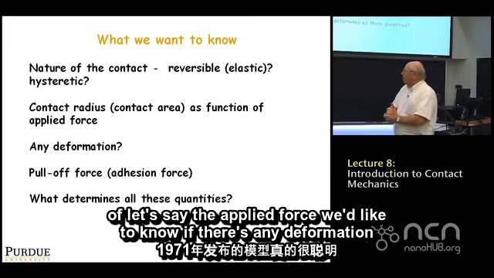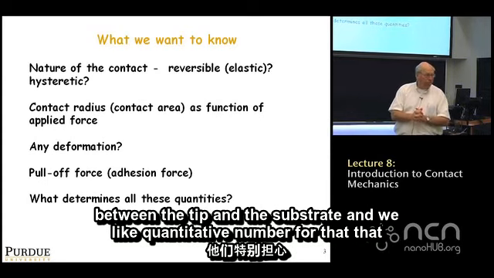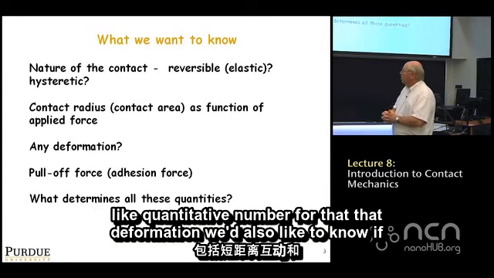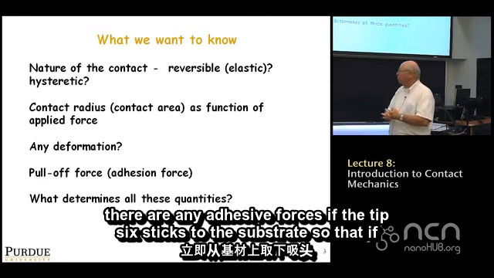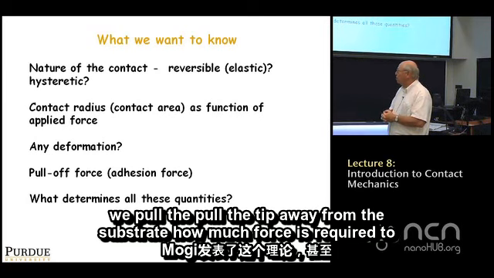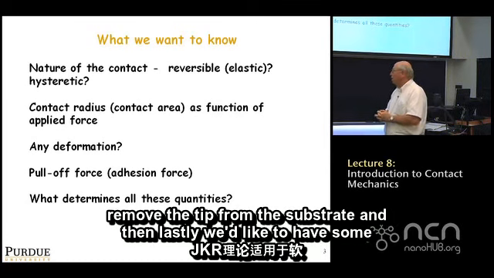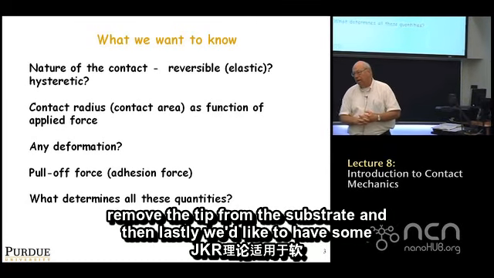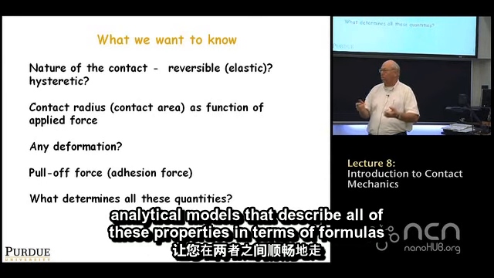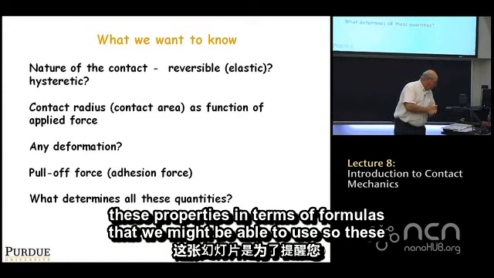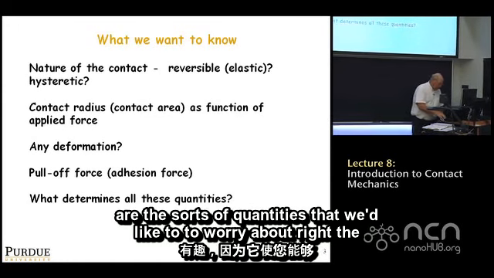We'd like to know if there's any deformation between the tip and the substrate, and we'd like a quantitative number for that deformation. We'd also like to know if there are any adhesive forces, if the tip sticks to the substrate, so that if we pull the tip away from the substrate, how much force is required to remove the tip from the substrate. And then lastly, we'd like to have some analytical models that describe all of these properties in terms of formulas that we might be able to use. So these are the sorts of quantities that we like to worry about, right?